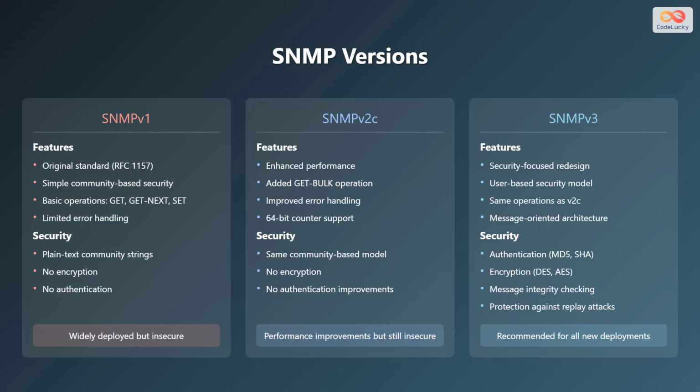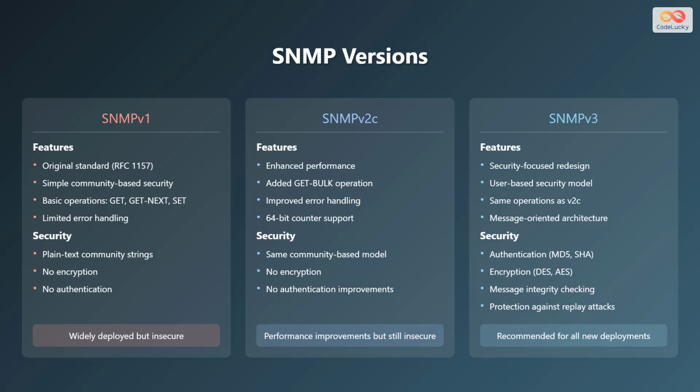There are three main versions of SNMP, namely SNMP version 1, SNMP version 2C, and SNMP version 3. SNMP version 1 is the original standard defined in Request for Comments 1157. It has a simple community-based security model and supports basic operations such as get, getNext, and set, but has limited error handling. Its security uses plain text community strings without encryption or authentication.